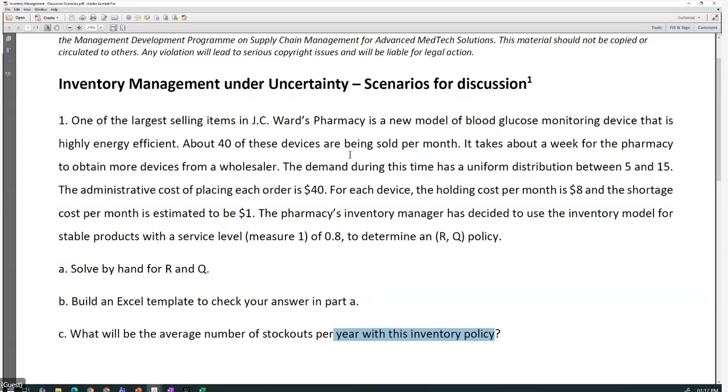Now here, what are we talking about? We are now talking about uncertainty. What is uncertain here? The demand. The demand that we have follows a uniform distribution between 5 and 15, right? The demand in this context is uncertain. Hope you got the idea. Given that uncertainty, what will be the average number of stockouts with this inventory policy?